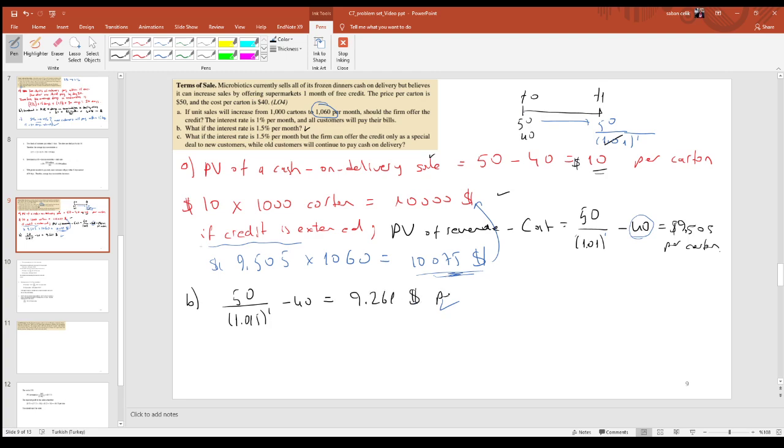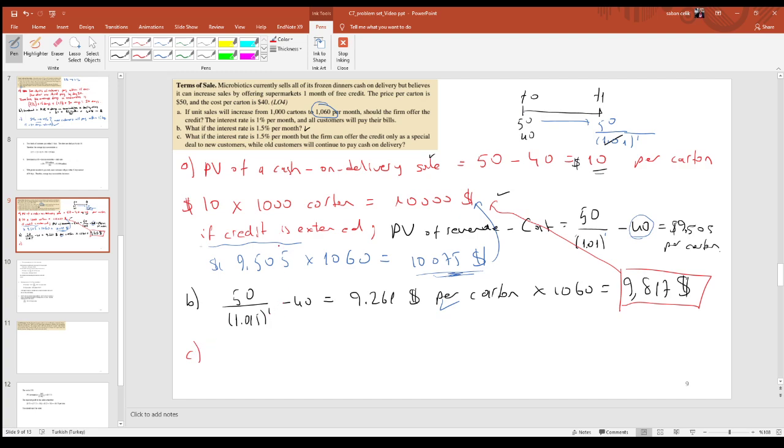$9.261 per carton. So if you sell 1060 cartons, you will get $9,817. Now be careful. At this time, this is less than $10,000. So offering credit is not beneficial.